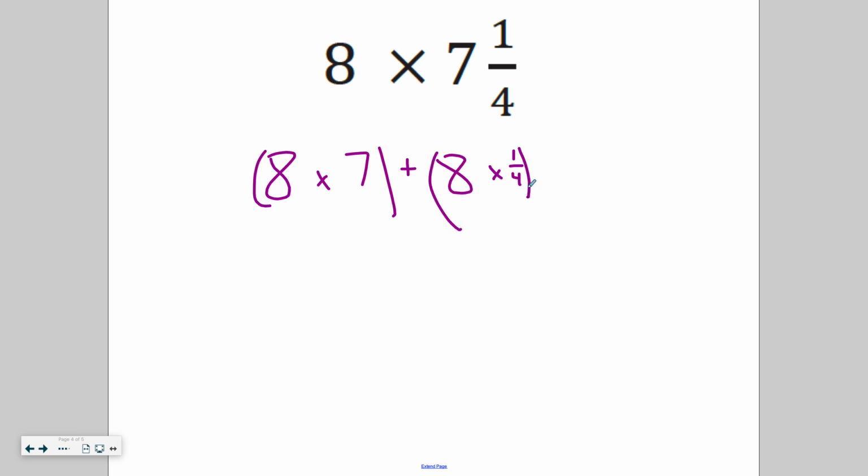Please pause now and then press play when you're ready to check your work. Again, please pause this video now. Only press play when you're ready to check your work. All right, so I already rewrote the problem for you.